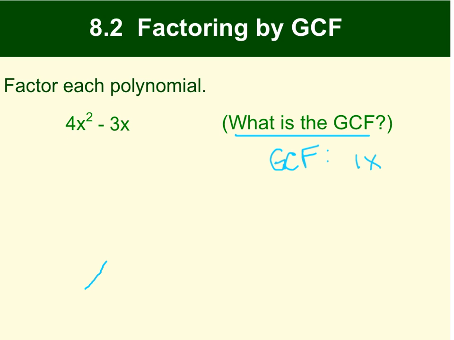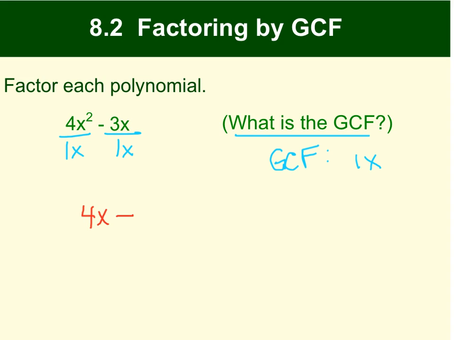Mathematically, an easy way to look at this is to think about it like division. If you were to divide out a 1x from both terms, what would you have left over? So you can go piece by piece. 4 divided by 1 is 4. x squared divided by x. Now that's what we worked on last chapter. You know you can subtract those exponents and just have an x to the first power.